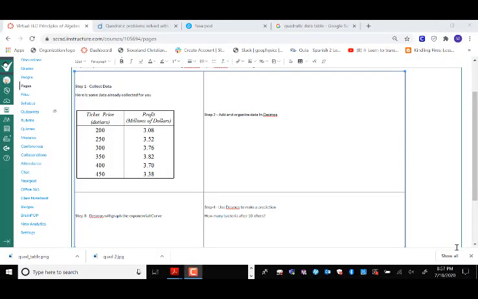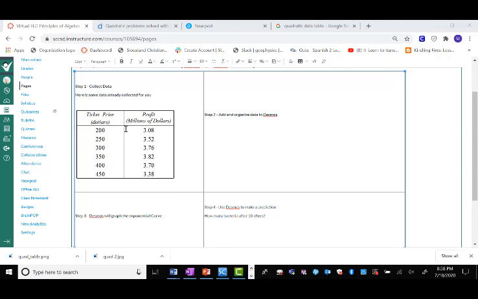To model a quadratic is just like our other functions. Our first step is to collect data. I already have data for you in our example. So ticket price in dollars, there were some expensive tickets, and how much money you would make if that was the ticket price. So our first job is always to put that table in.